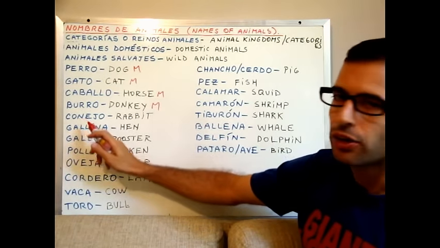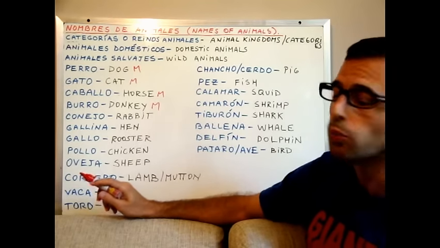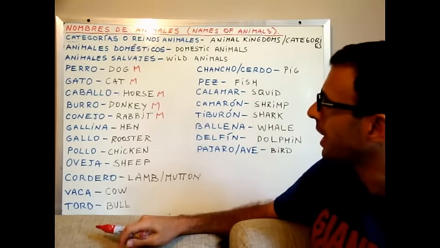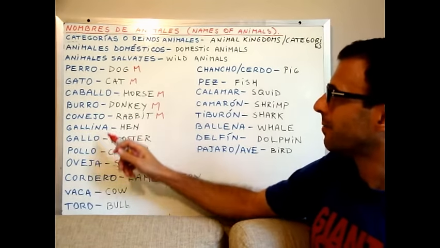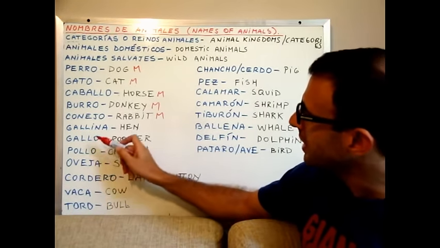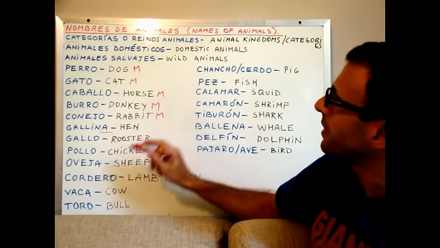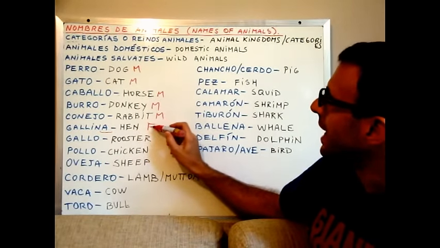Rabbit is conejo, which is also a masculine word. It's el conejo. A hen is gallina. Gallina, you see it ends in an A. It's a feminine word. Feminine. La gallina.